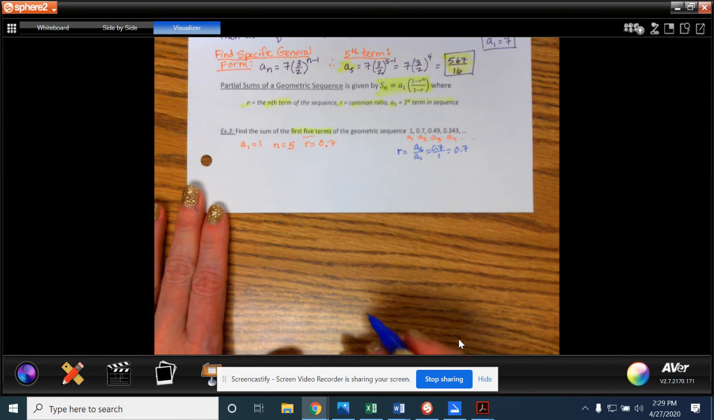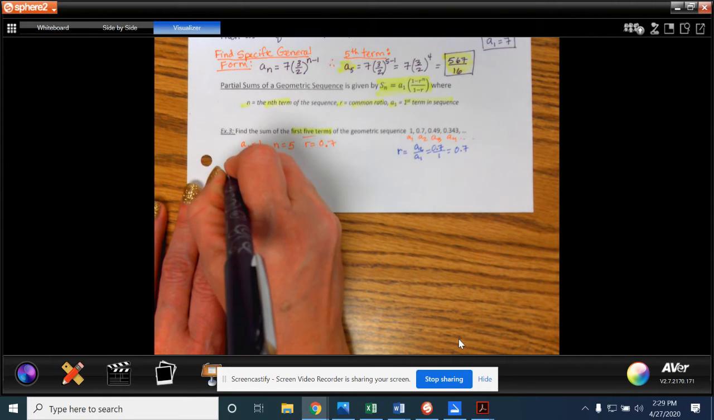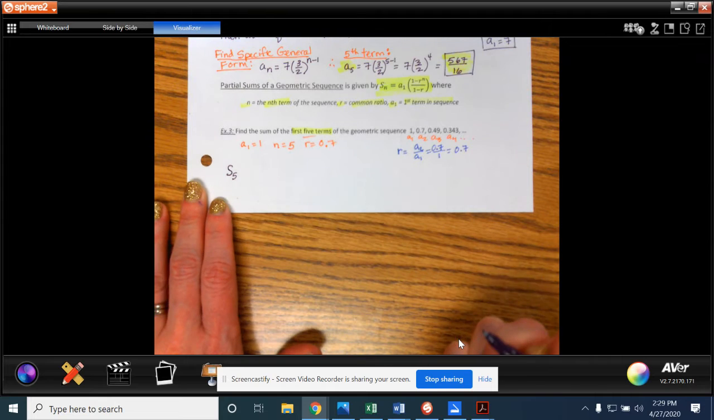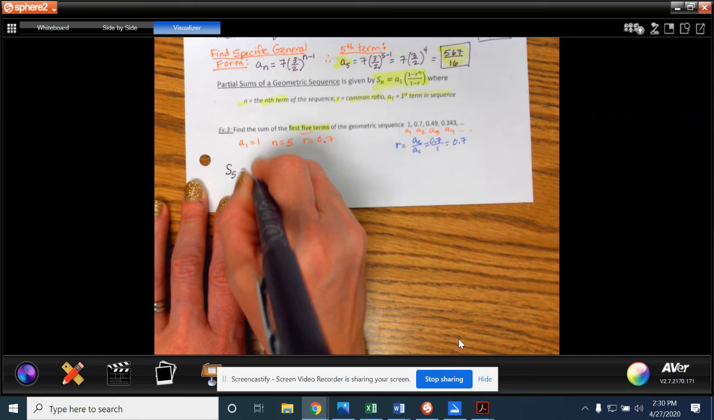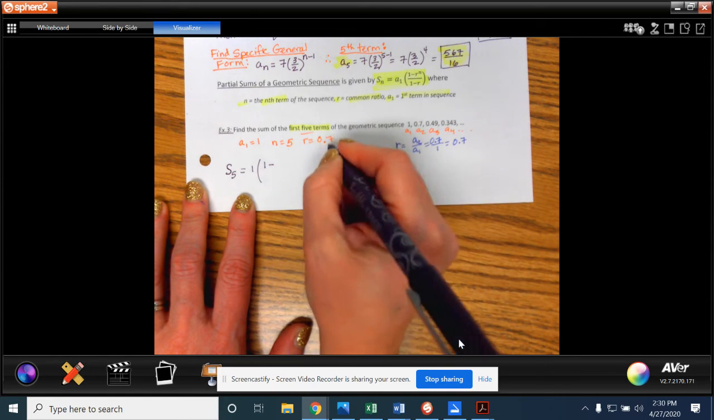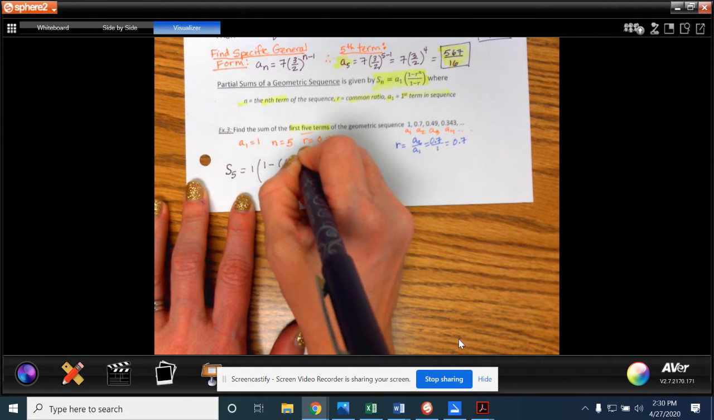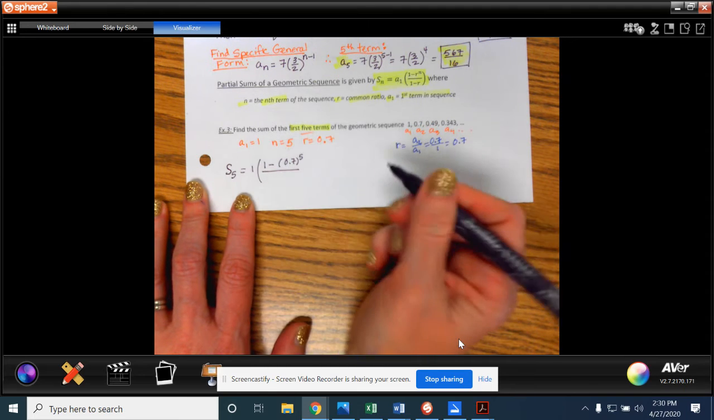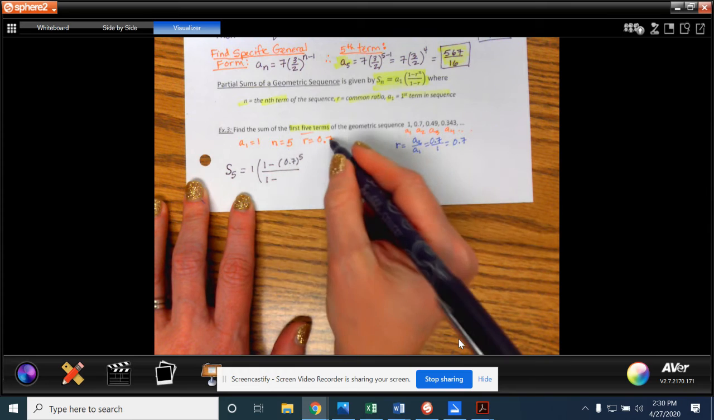Now, just let's plug it in. So I have S, the sum of the first 5 that I want in the series, is going to equal my A1, which is 1, times 1 minus R. R is 0.7 to the n power. Well, that's 5. All over 1 minus, again, the R.